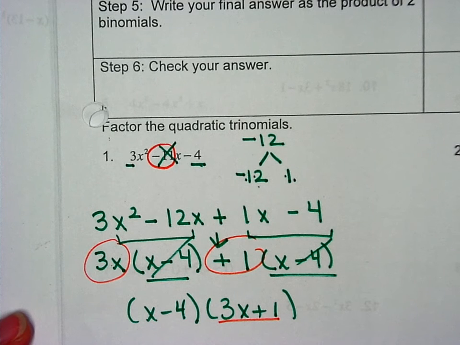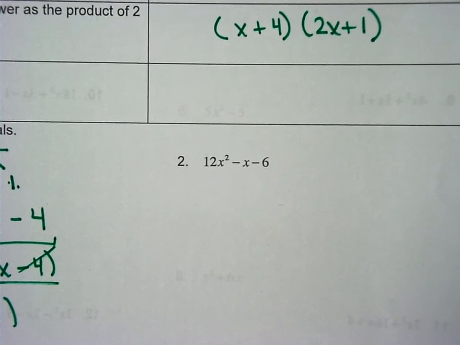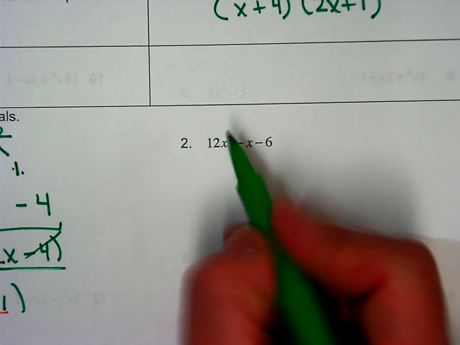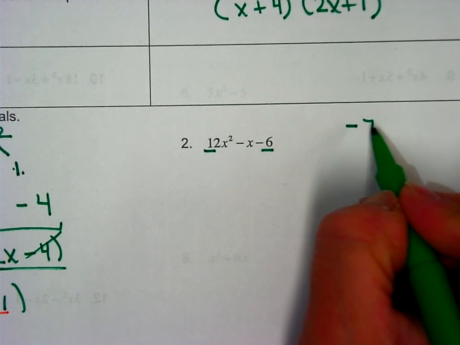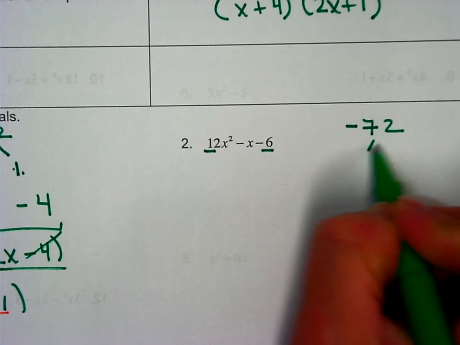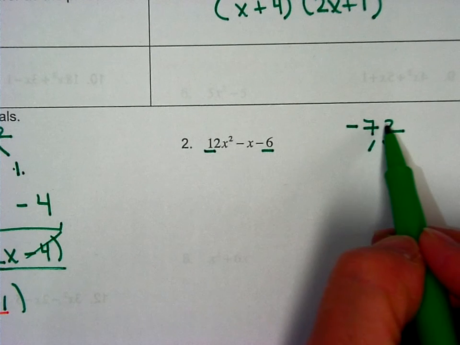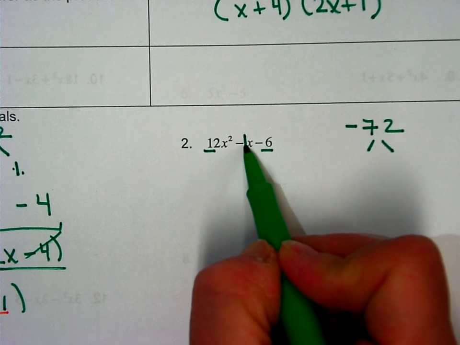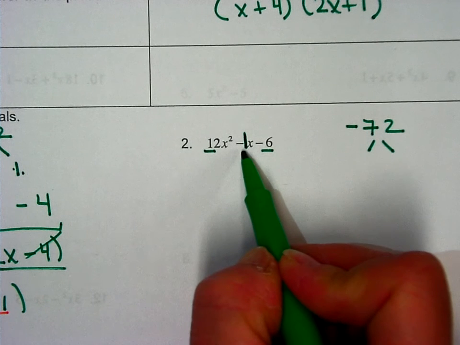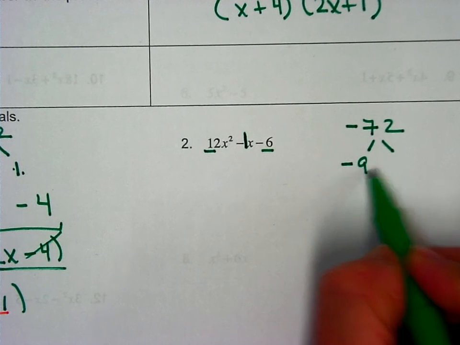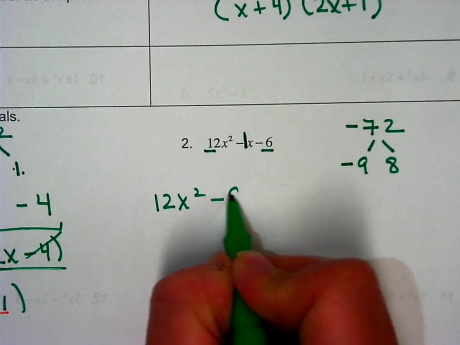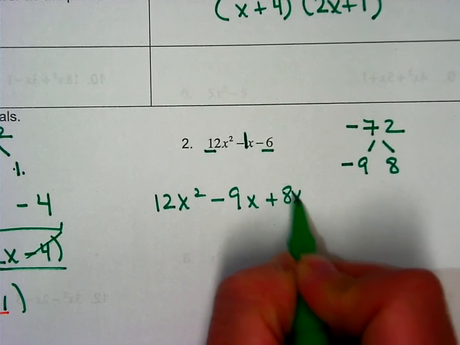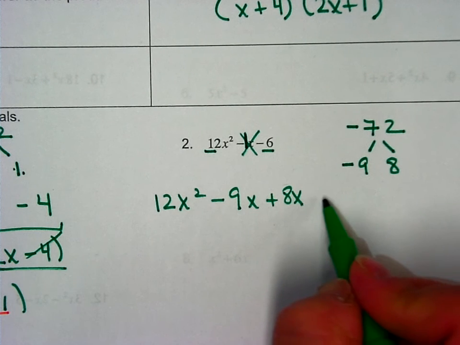Okay. What I would do is pause the video, try the second one on your own, and then listen to it again for the explanation. First step, 12 times negative 6 is negative 72. Two numbers that multiply to negative 72, but add up to the number in front of this x, which is negative 1, are negative 9 and 8. Rewrite the problem using those two numbers. Just replace the middle one with those two. Everything else stays the same.